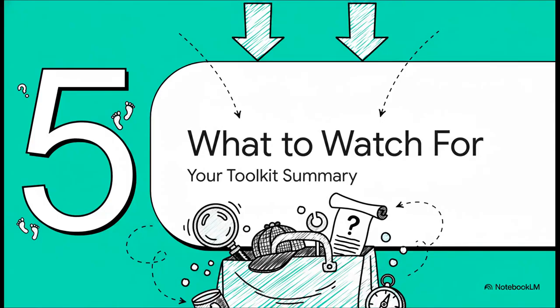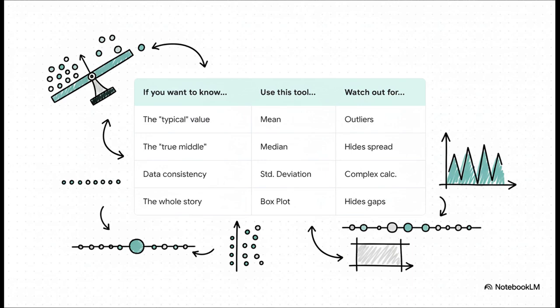So our investigation is complete. We've cracked the case of the misleading average, and we filled our detective's toolkit with some really powerful new tools. Let's just lay them all out on the table and review what we found. Here it is, your field guide. If you want the typical value, use the mean, but always watch out for outliers. If you need the true middle, the median is your best friend. It's immune to extremes. If you want to know how consistent the data is, you need the standard deviation. And if you want the whole story at once, the box plot is your go-to. Each tool has a job, and each one has a weakness you need to know about.